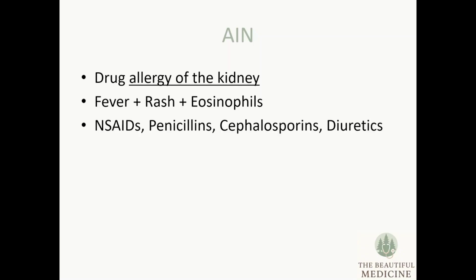And AIN, this is allergy of the kidney. So you have fever, rash, and you can think, oh, maybe this is Churg-Strauss. No, not always, because this comes from NSAIDs, penicillin, cephalosporins, diuretics. They will say in the question stem, and also you don't need to have asthma. But one of the things they can try to trick you with is to say leukocytes on urine, a lot of leukocytes, but it's eosinophils. They didn't specify, but it is, you know.